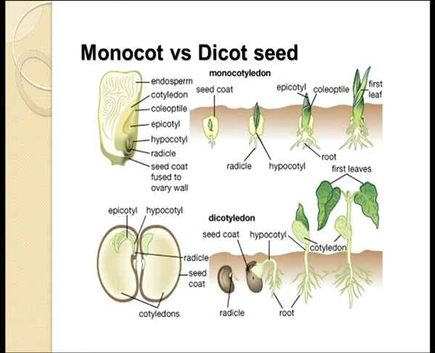Now you can look into the monocot seed as well as dicot seeds. What is the difference between them? In monocot seeds, it has radicle, seed coat, epicotyl, hypocotyl, everything. Whereas in your dicot seeds, though they have the same parts, in two ways they are present inside it.